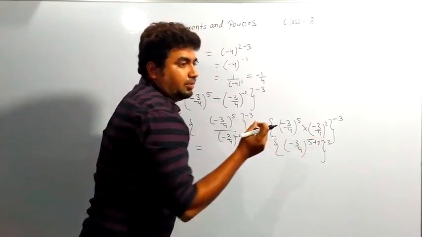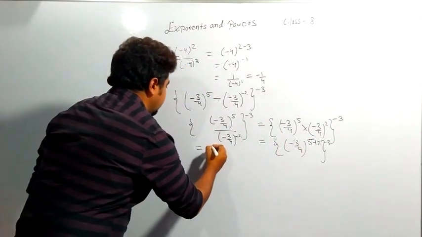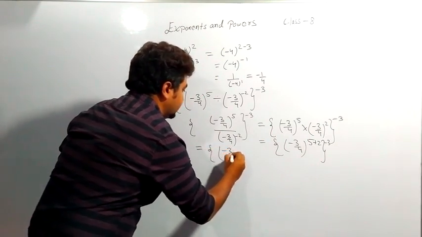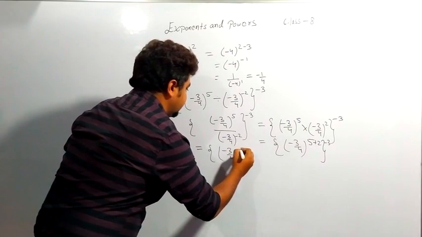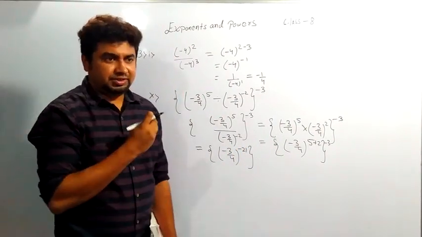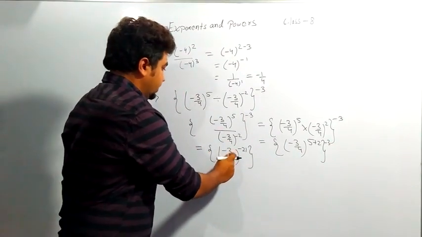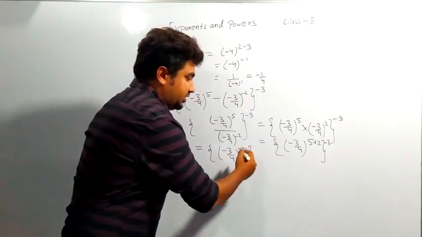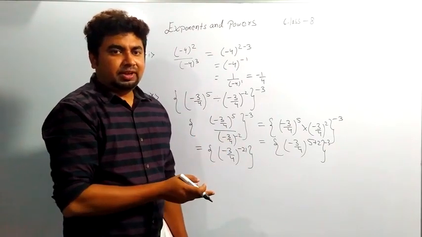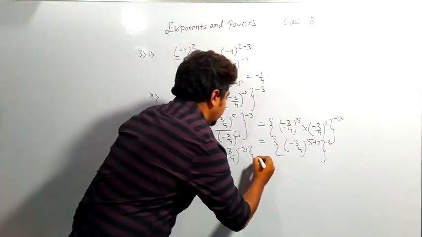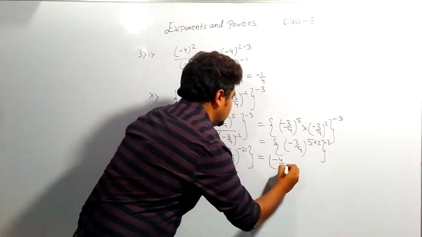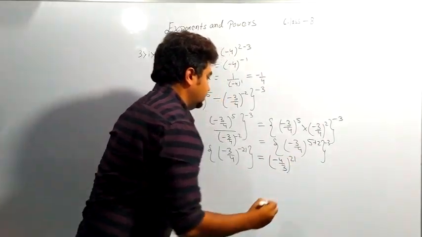7 into 3. Power and power will be multiplied. 7 into minus 3 is minus 21. So it is coming out to be minus 21. Again, we can change it if we want to make it positive. It will become plus 21 if we want to make it so, then move the numerator to the denominator and the denominator to the numerator. So it will become minus 4 by 3 to power 21.